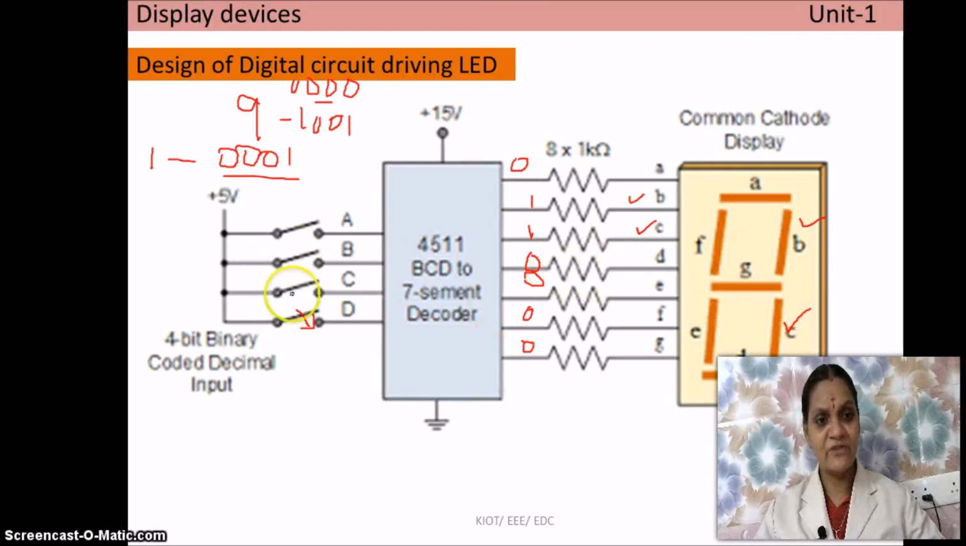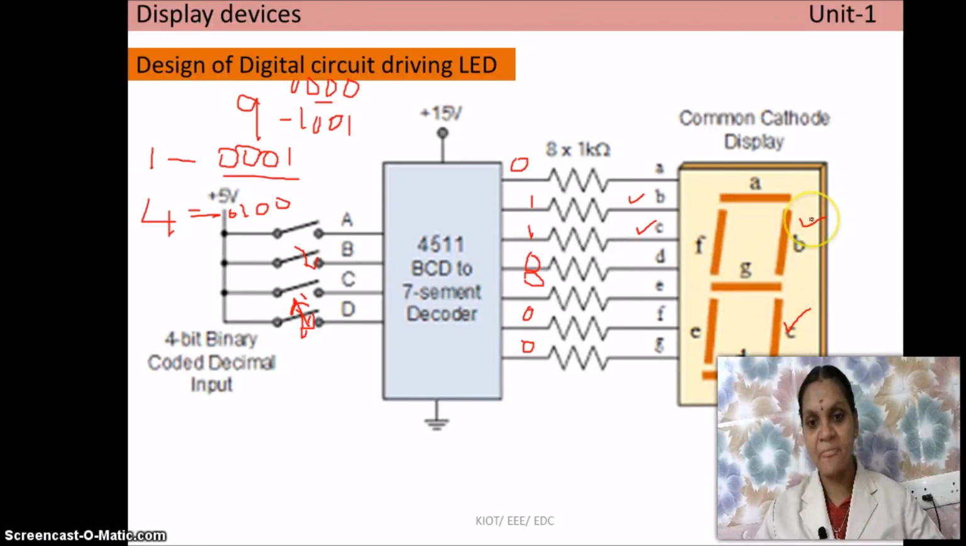And for every switching position, for example, if it is 4, 4 can be represented as 0 1 0 0. This is 4. That means this is open, this is closed, and this is open, and this is also open. So if it is like this, we have to display 4 here. So to display 4 here, these are all the segments to be energized.